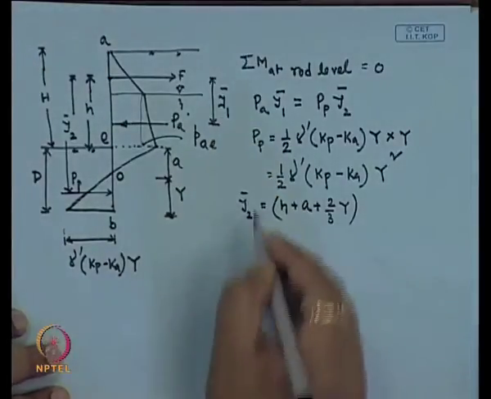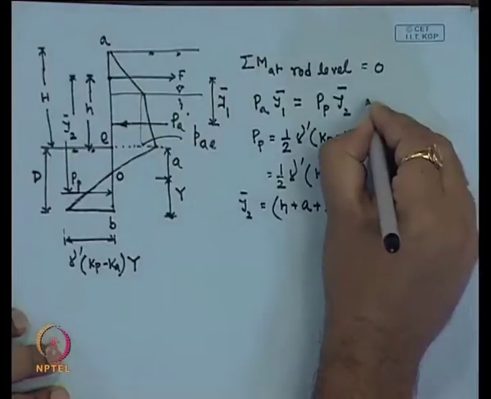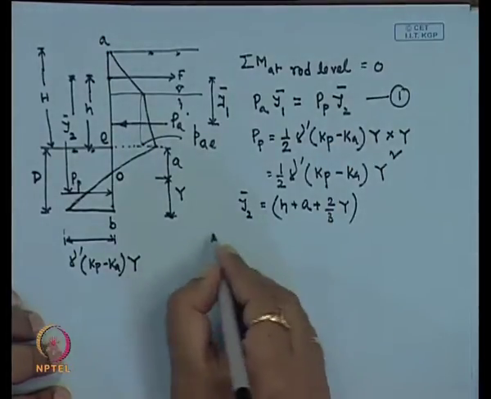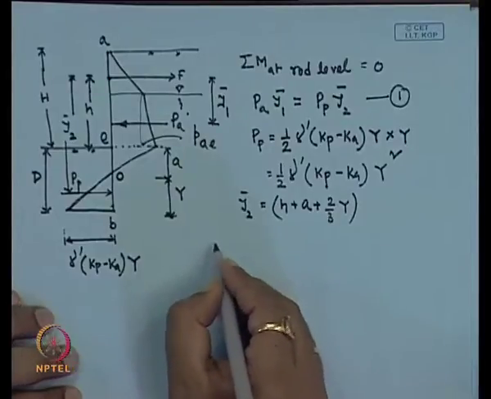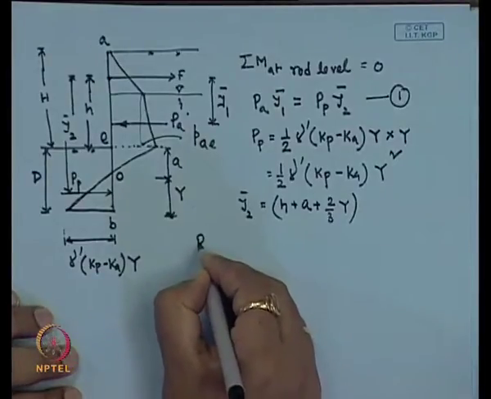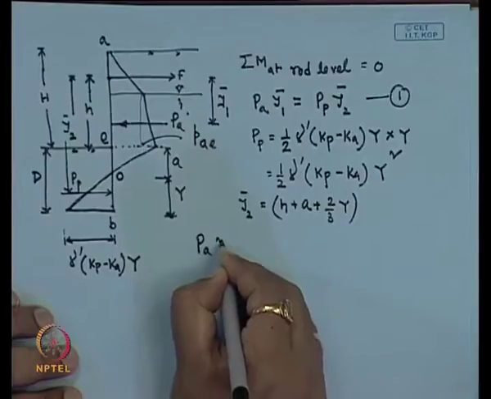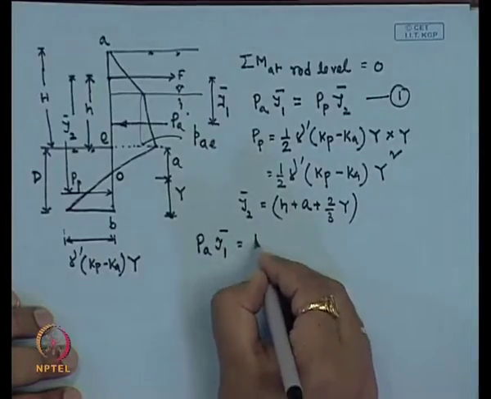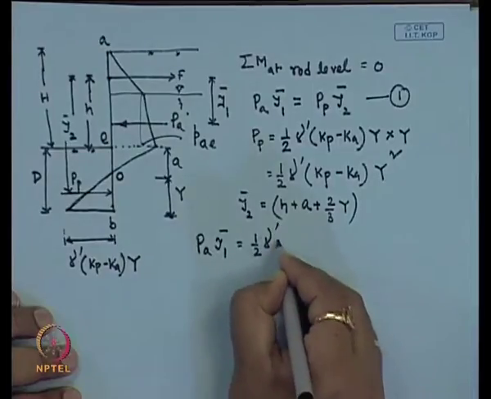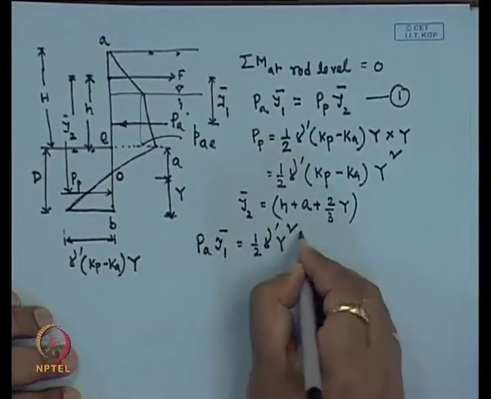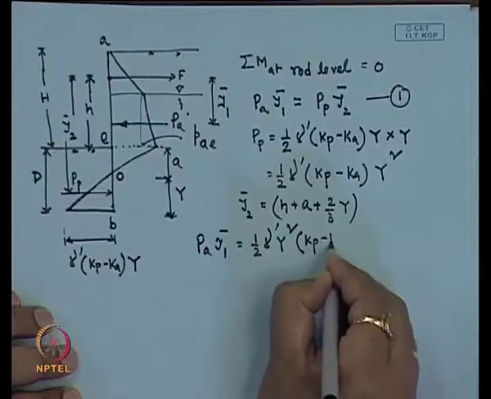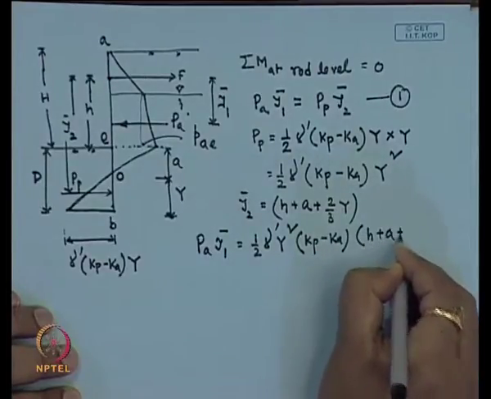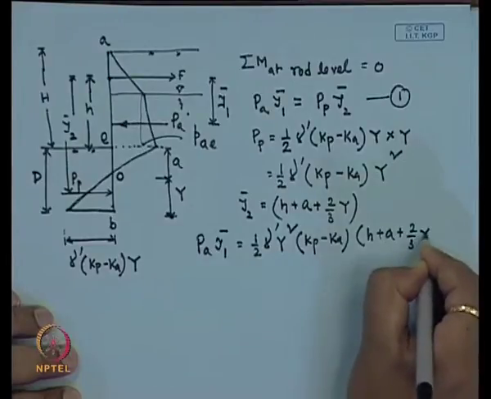Now, putting this Y 2 bar and everything in this expression, suppose this is expression 1, if I put everything in expression 1, then we can write that P A Y 1 bar is equal to half gamma dash capital Y square K P minus K A into H plus A plus 2/3 of Y.